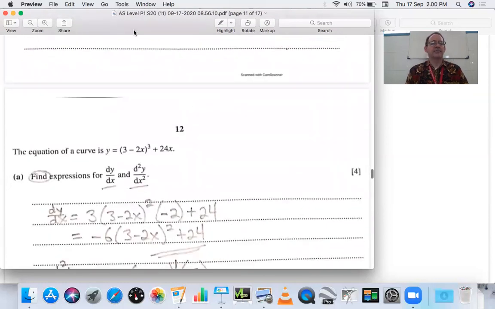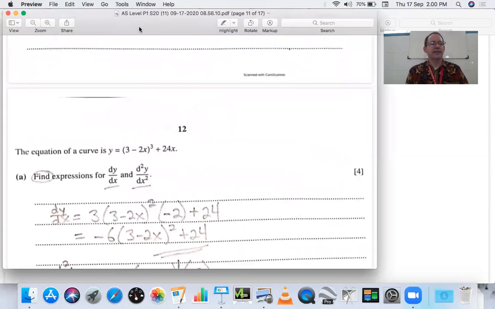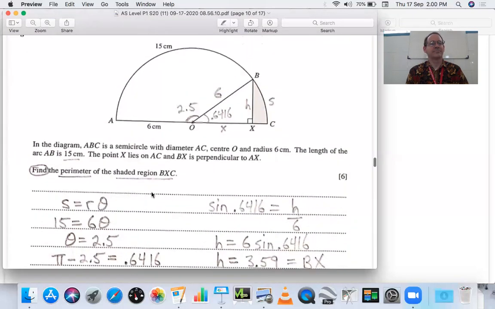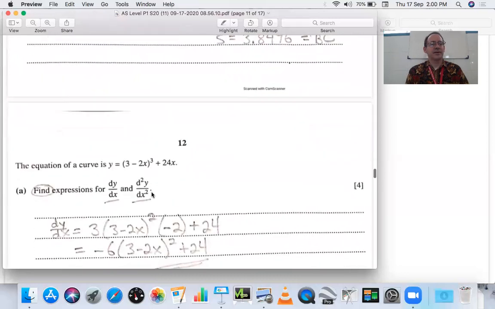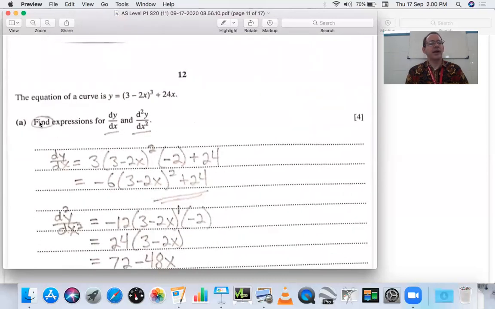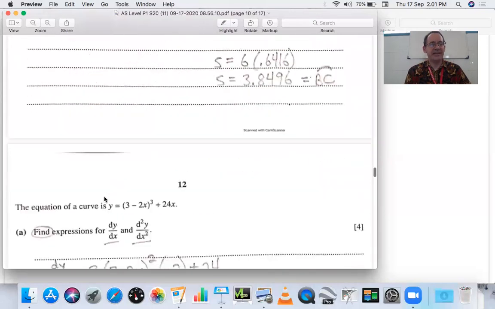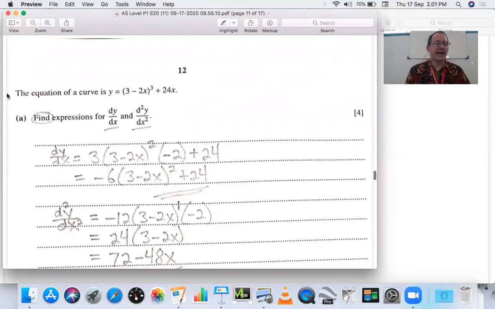Moving on, here we have our next question. This is, I guess, the question number. This question up here was question 8. So this would be question 9. The 9 didn't get picked up in my scan. So this is question number 9.